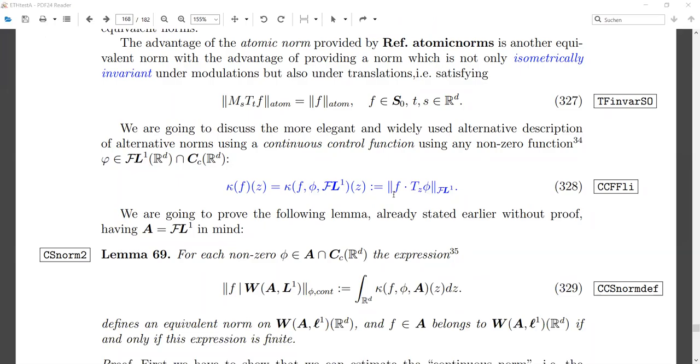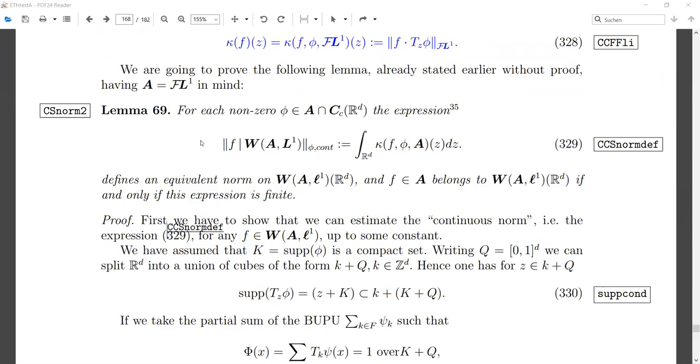Now the claim is, if you give me any function in the Fourier algebra or a bounded continuous function, where this integral over all the positions z, I call this kappa, the control function, I control the function f, the signal f, which is maybe long and ongoing, with the help of the window, the trapezoidal function localizer psi, and I measure in the A norm. For us, A equals the Fourier algebra norm, which is important, and this defines an equivalent norm on the object that we have already introduced earlier, which is the amalgam space. You take the absolutely convergent sums with the help of some BUPU.